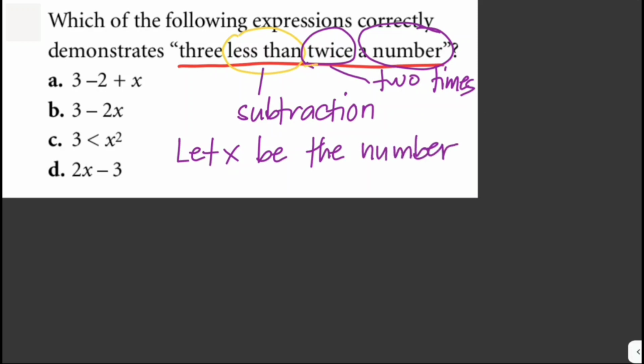So let's write this first, twice a number. That is 2 times x, because our number here is the variable x. Then 3 less than twice a number, so 2x minus 3. So this phrase can be written mathematically as 2x minus 3. So the answer here is letter D.